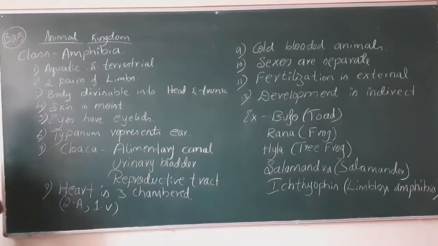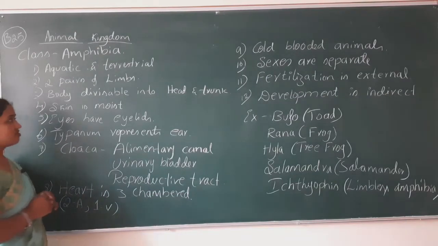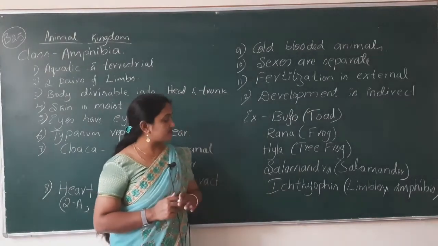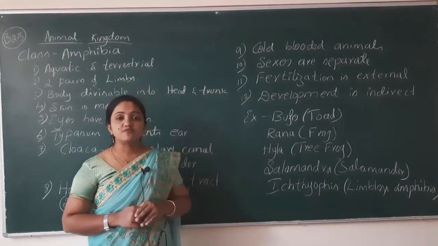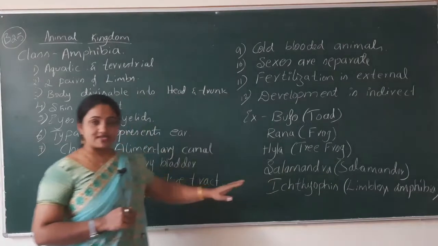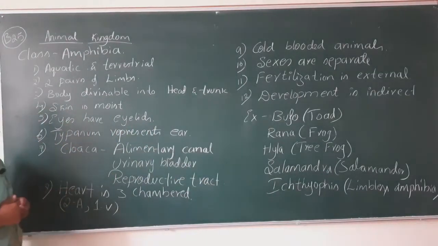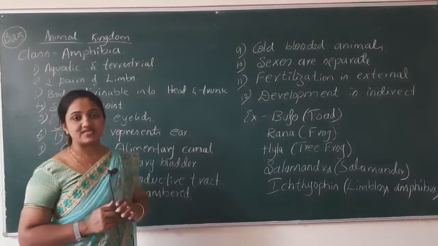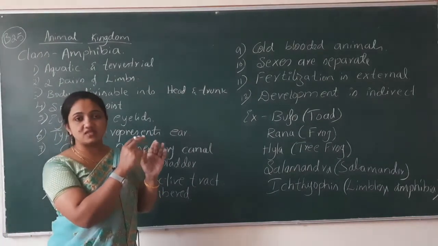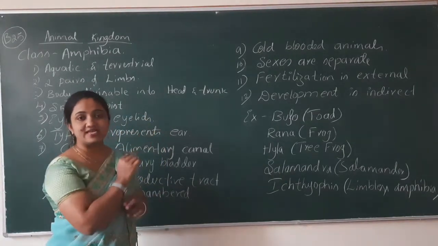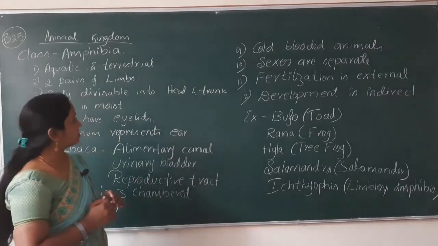The next characteristic feature is that it has two pairs of limbs. We have already written in the examples that one example doesn't possess limbs. That's why we have given the name limbless amphibian. Except for that, all the organisms bear two pairs of limbs. Next, the body is divisible into head and trunk. If you see the frog, it has two divisions: one is the head and the other is the trunk region.